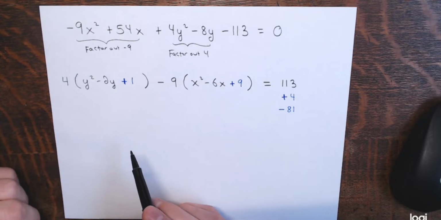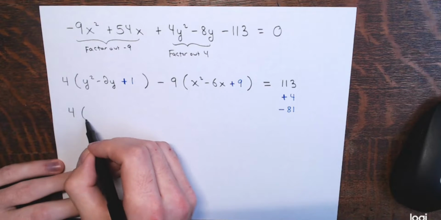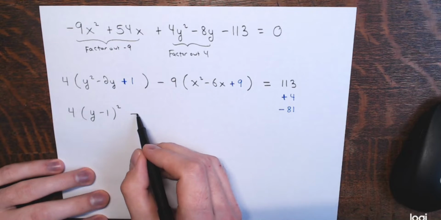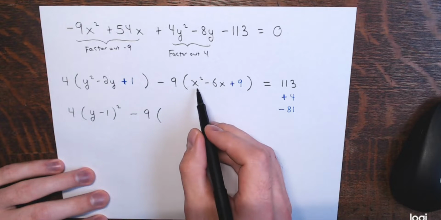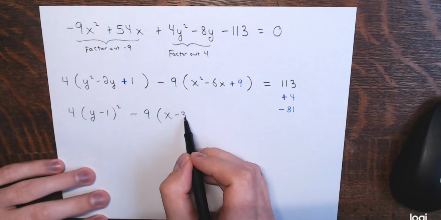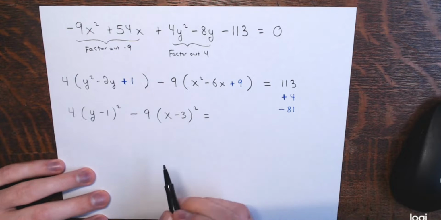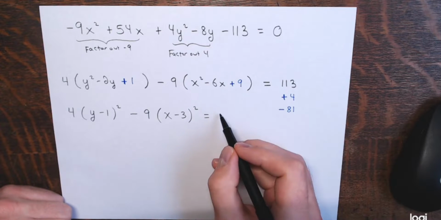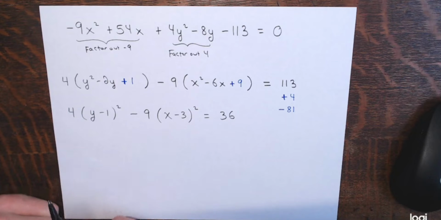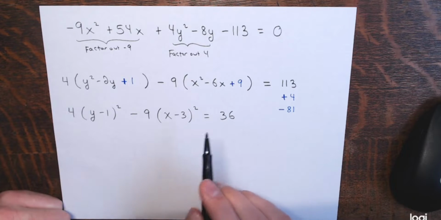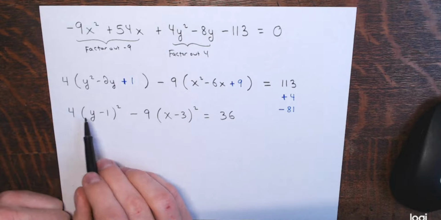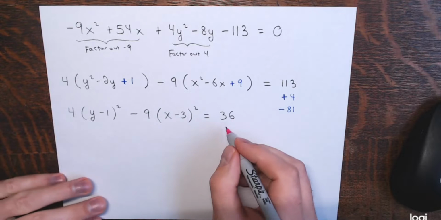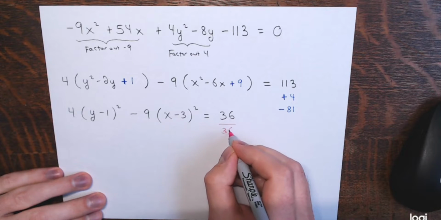Alright, so now we have 4 times, and then y squared minus 2y plus 1 is y minus 1 squared, minus 9 times, and x squared minus 6x plus 9 is x minus 3 squared, equals, and this is 117 minus 81, that'd be 36. Which again, they're being very kind to us. 36 happens to be a multiple of 4 and 9 over here. This is very nice. So then to get it in a standard form, I'm going to change this 36 into a 1 by dividing everything by 36.